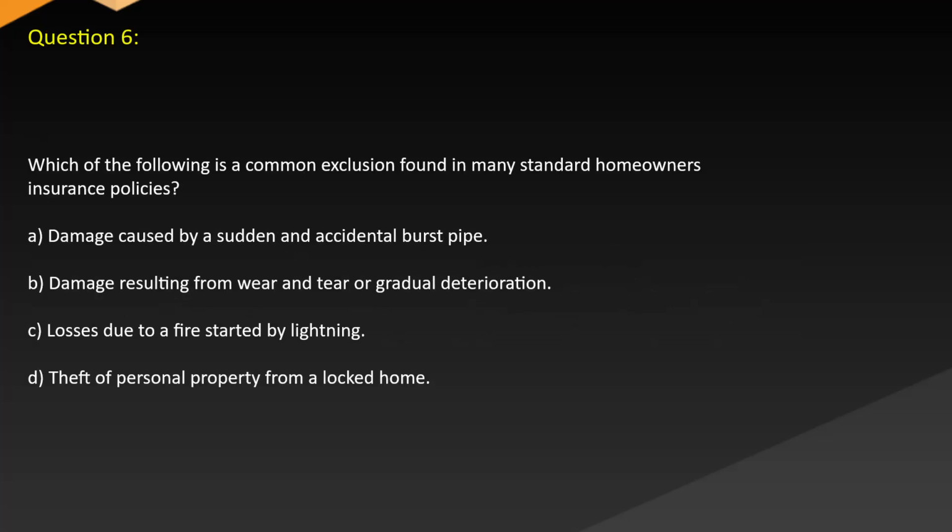Question 6. Which of the following is a common exclusion found in many standard homeowners insurance policies? A. Damage caused by a sudden and accidental burst pipe. B. Damage resulting from wear and tear or gradual deterioration. C. Losses due to a fire started by lightning. D. Theft of personal property from a locked home.